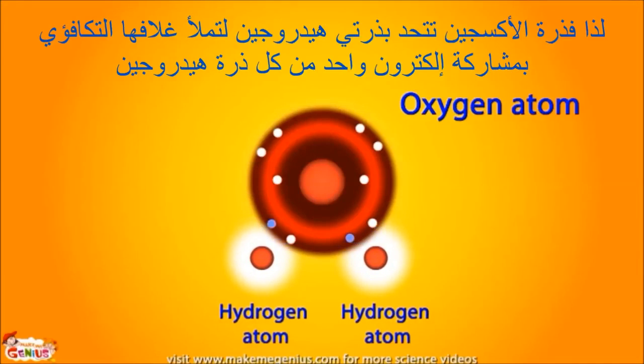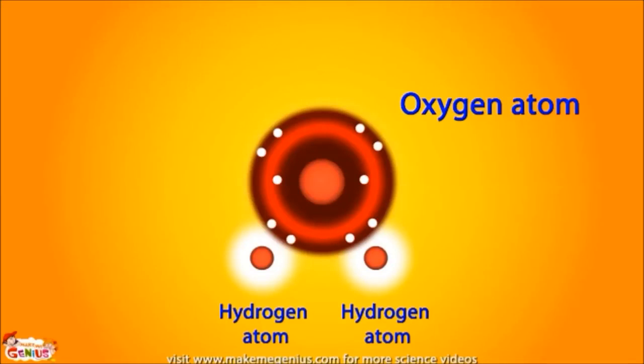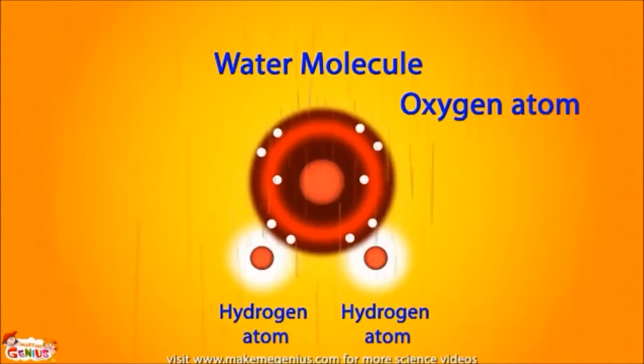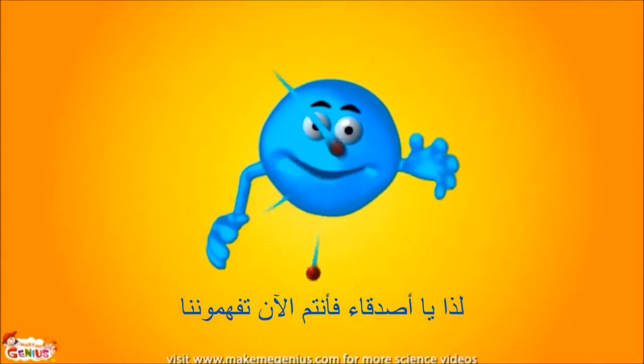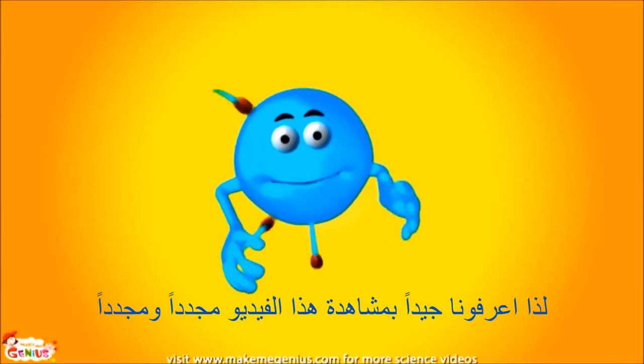So the oxygen atom bonds with 2 hydrogen atoms to fill its valence shell by sharing 1 electron from each hydrogen atom. In this way, the hydrogen atoms' requirement is also fulfilled, as they can also fill their shells to their capacity of 2 electrons in their valence shells. By combining together, they become water molecules. So friends, now you understand us. I am part of you. So learn us well by watching this video again and again.